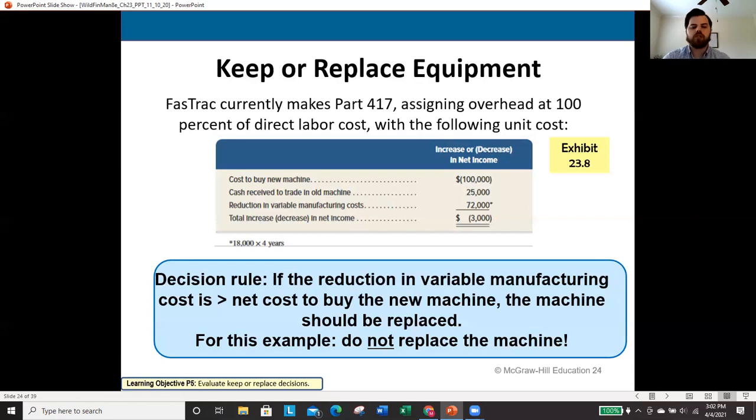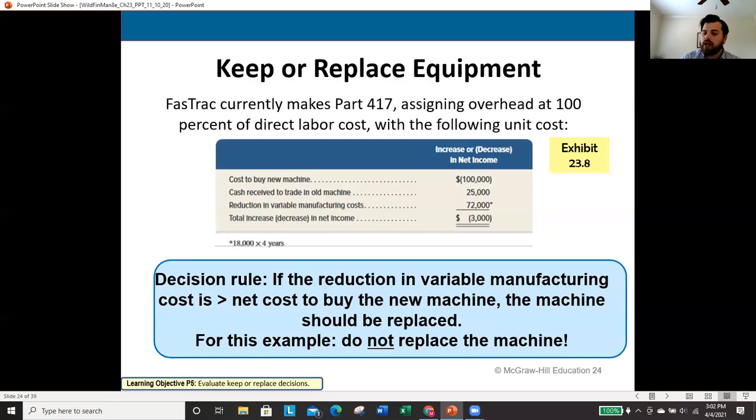Well, the cost to buy the new machine would be incurred today, so it seems like the $100,000 is fine. I would also be receiving the cash today, so it seems okay to come in at the full 25. But you'll notice this reduction in variable manufacturing costs is over a 4-year period. So what that tells me is my actual savings there is not 18,000 times 4, because over that 4-year period, we will likely incur some inflation. We'll likely incur some reinvestment risk. We'll likely incur all sorts of things that are going to reduce the value of that savings.